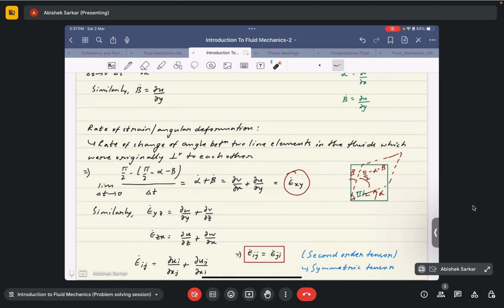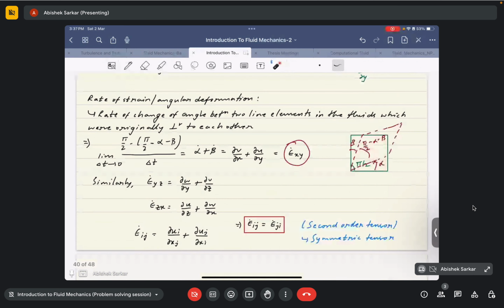Okay, so what I mean to say is that, see, if you look at this expression epsilon dot xy, you can see clearly that there are two Cartesian coordinate directions, x and y, which have corresponding velocity components u and v.